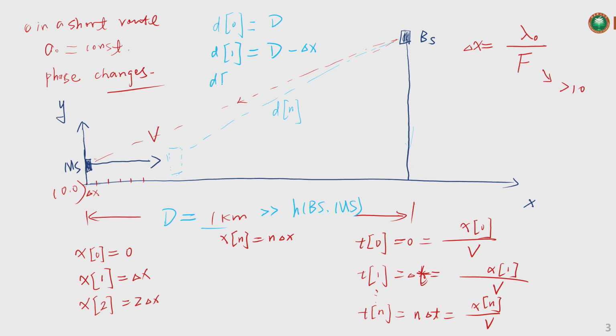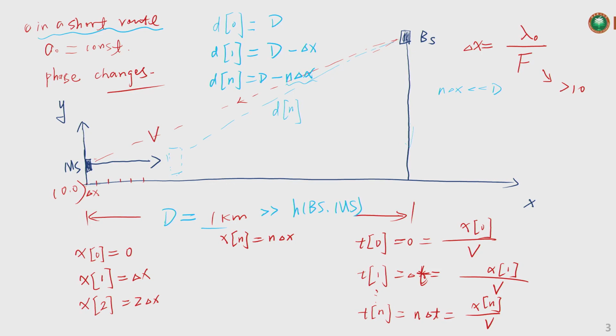So d_n equals capital D minus n times delta x. And because we assumed the user moves over a short route, n times delta x is always smaller than the total distance, capital D. So this is a short route.